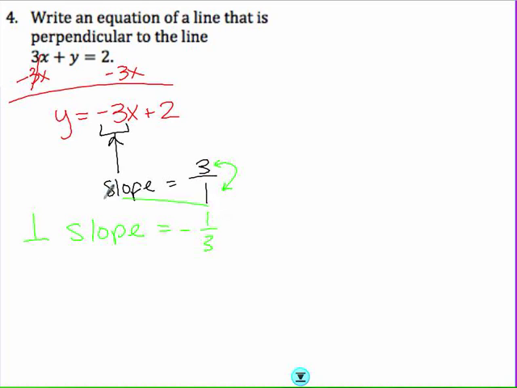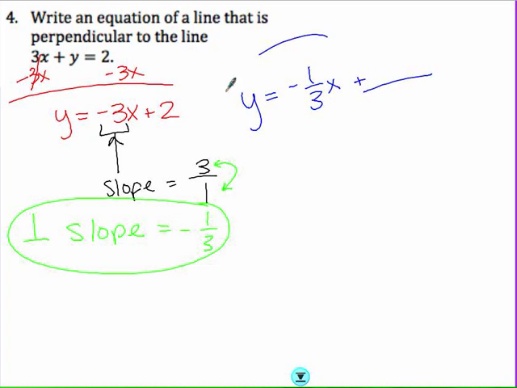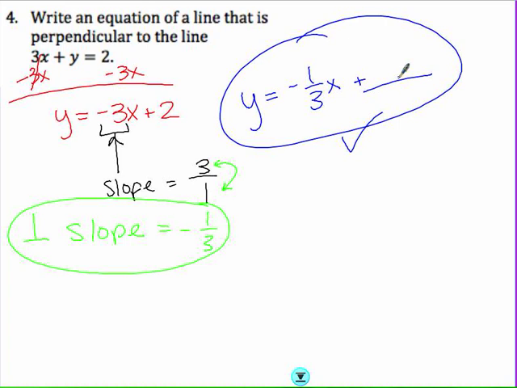So really, any equation with this slope would be correct. So y equals negative 1/3 x plus whatever number you decide to put here. That would be the correct answer. Or you could just leave it without a number. Either way is fine.